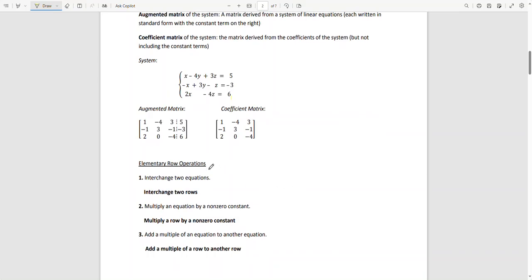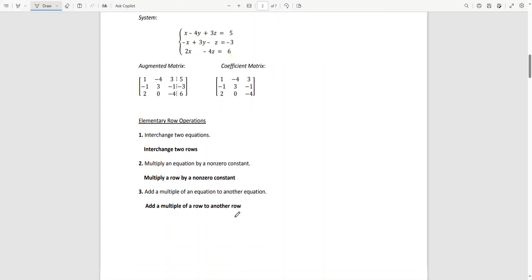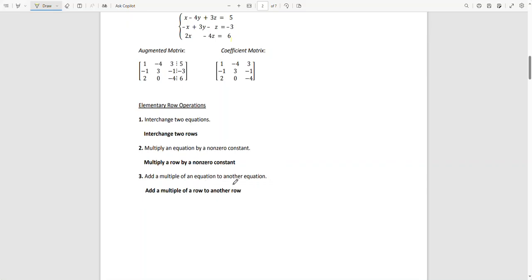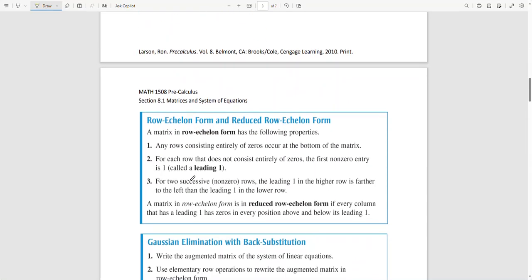For elementary row operations, we can interchange two equations. We can now interchange any two rows. We can multiply an equation by a non-zero constant. We can multiply a row by a non-zero constant. You may have noticed in chapter 7, I even called them row 1 and row 2 because I forgot to call them equations in that chapter. We could add a multiple of a row to another row. The same operations we had before for making a coefficient of 1x and then eliminating x's below, and then make a coefficient of 1y, eliminate y's below. Same process, only now we don't have to write the x, y, z.